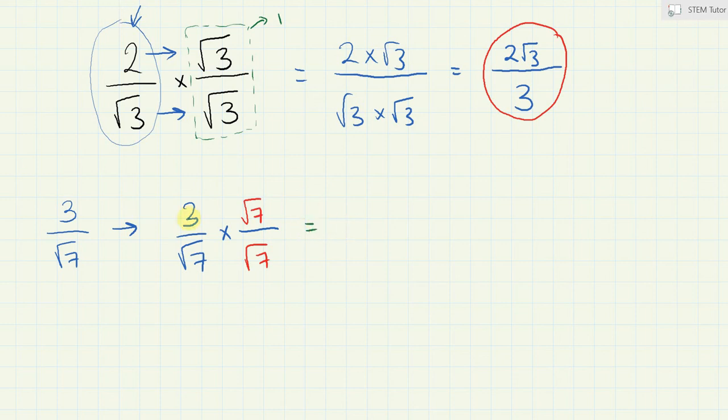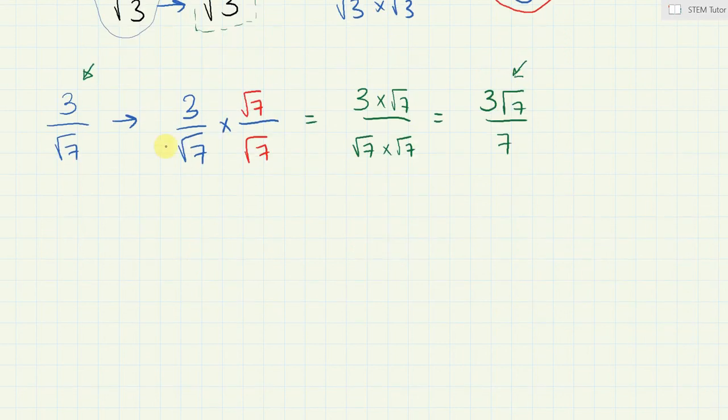And then by rules of multiplication with fractions, this becomes 3 times root 7 over root 7 times root 7, which becomes 3 root 7 over 7. And therefore, this fraction is still the same as this in terms of what it represents, but our denominator is no longer an irrational number. So I'll just give you 2 questions for you to try yourself.